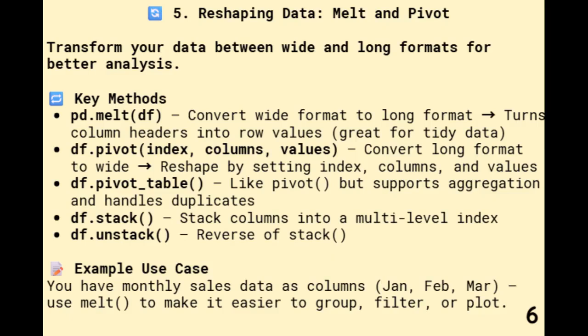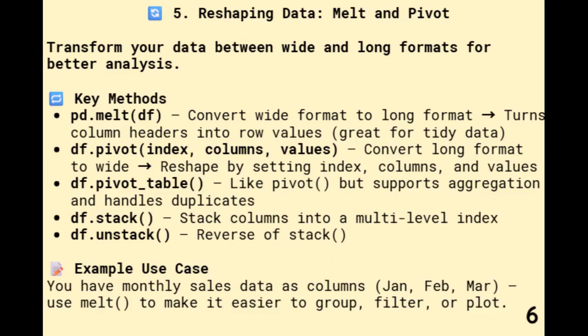df.pivot_table works like pivot but can summarize values and handle duplicates. df.stack combines columns into a multi-level index. df.unstack reverses the stacking and separates the index into columns.